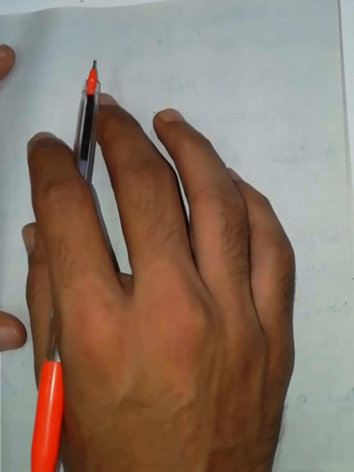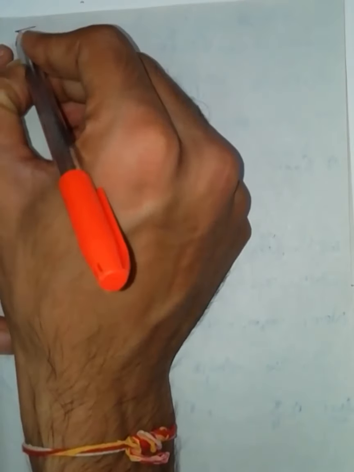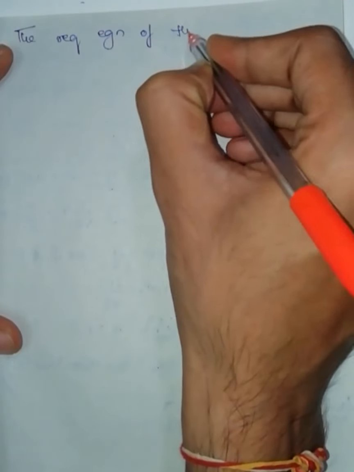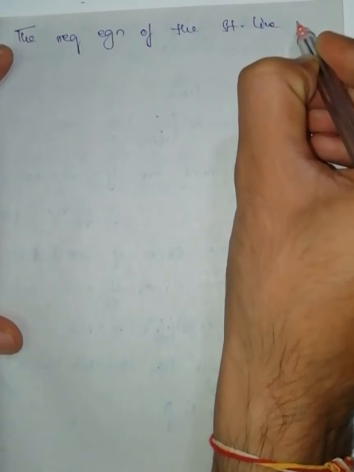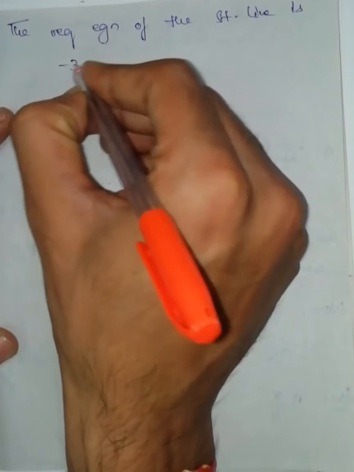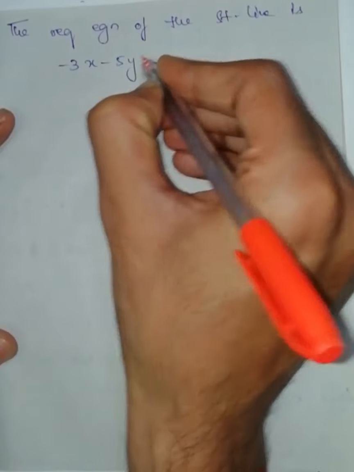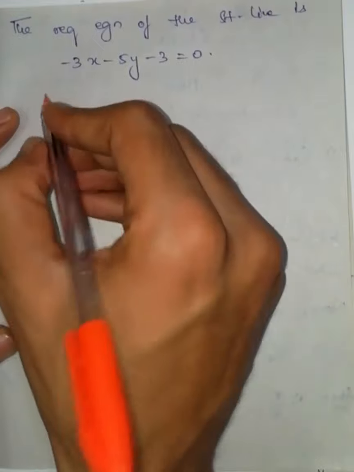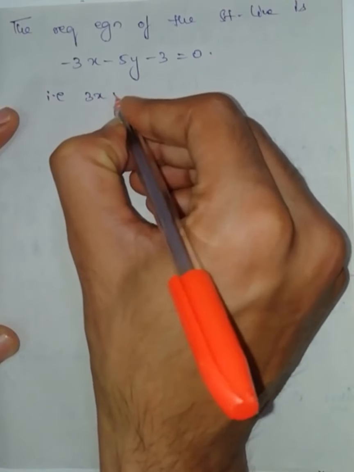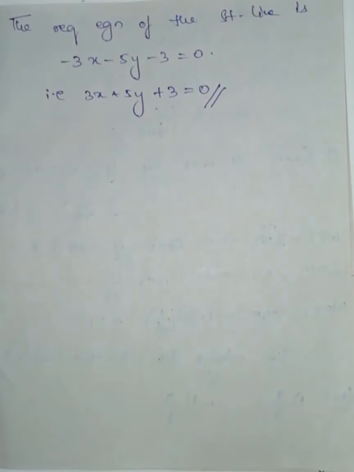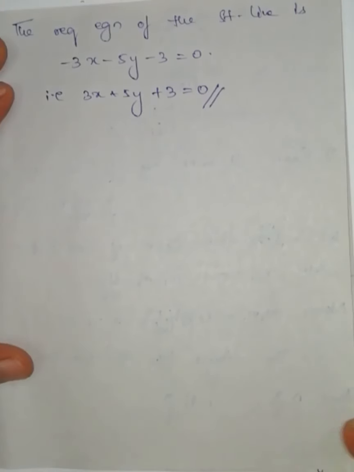Therefore, the required equation of the straight line is -3x - 5y - 3 = 0. That is 3x + 5y + 3 = 0. Next problem.